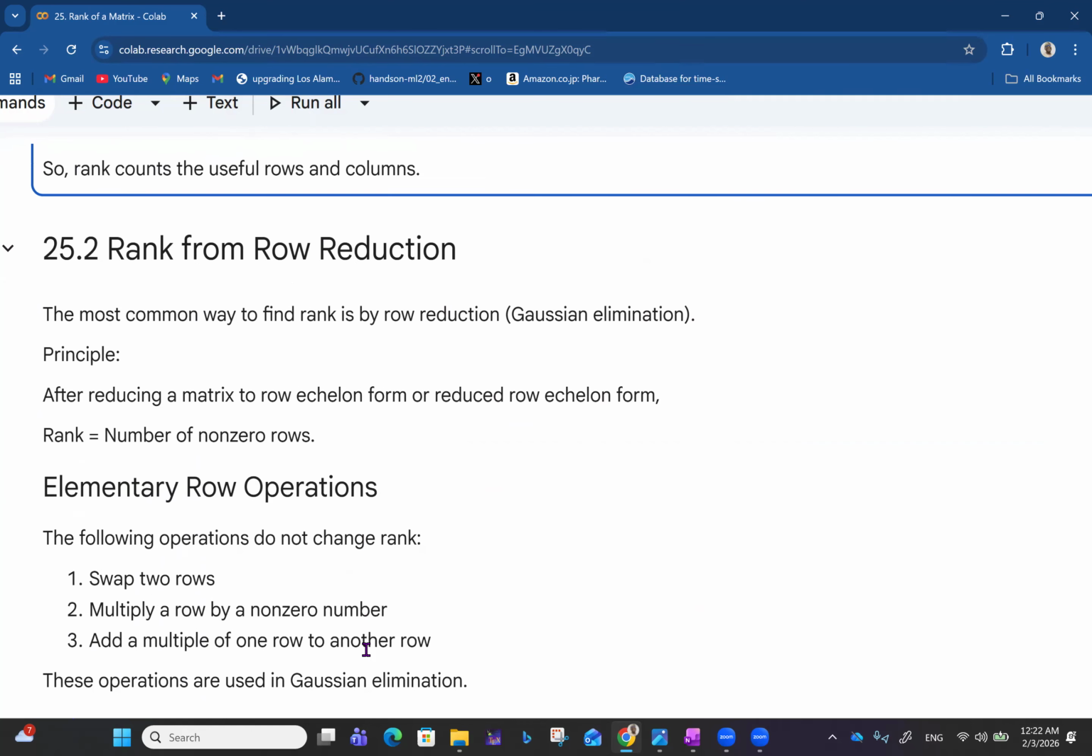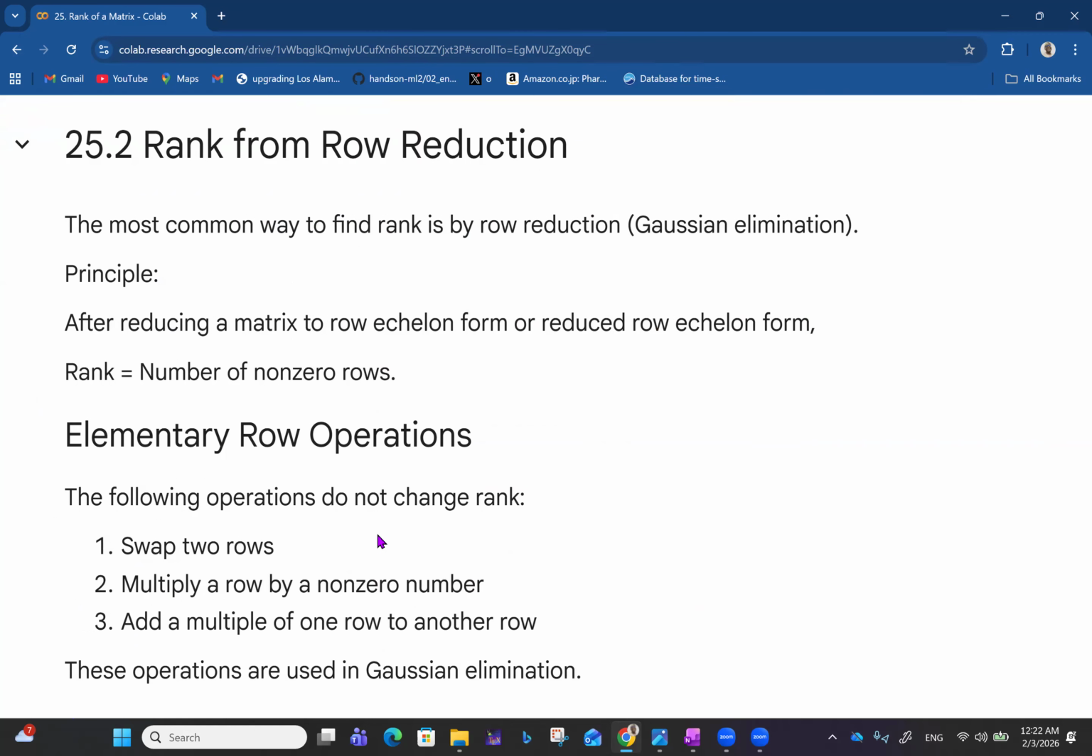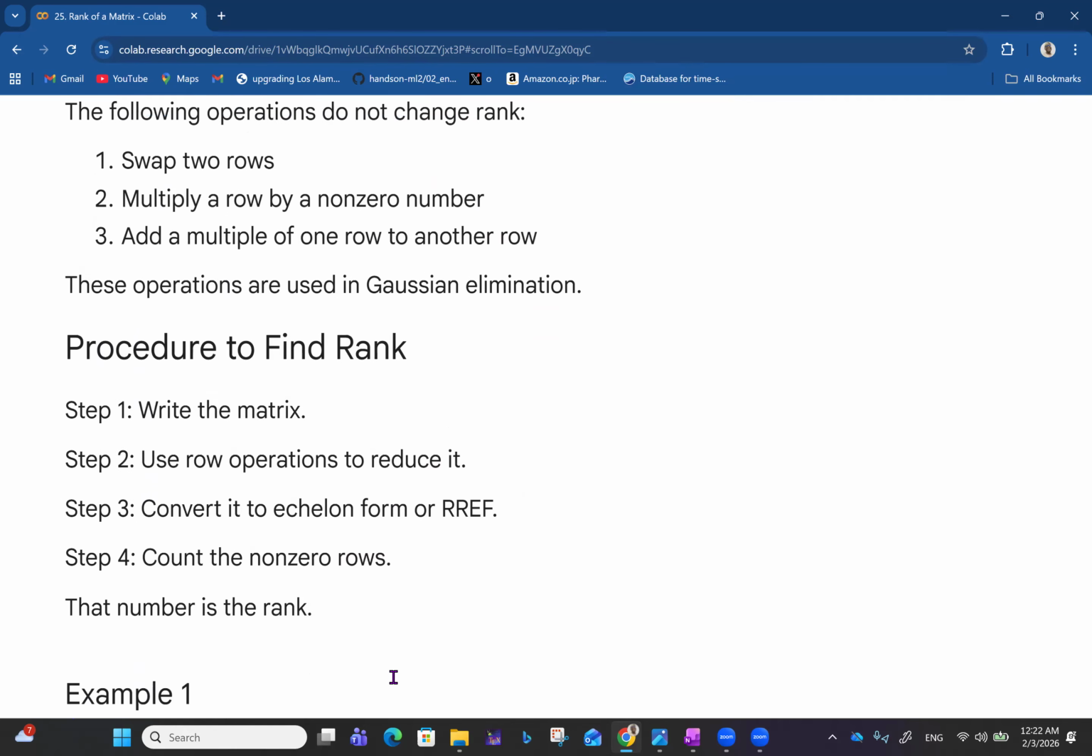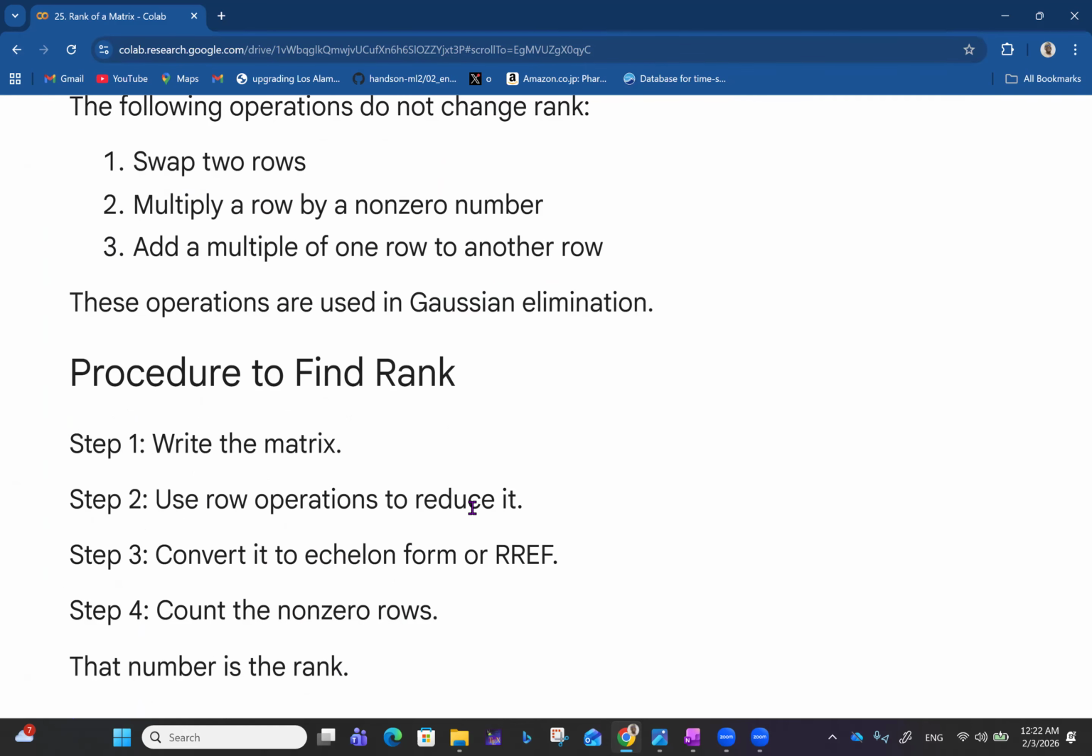So we talk about elementary row operations, which I had mentioned before now. The following operations do not change rank. Swap two rows: if you swap two rows, maybe row one becomes row two, and row two becomes row one, that's fine, it doesn't change the rank. You multiply a row by a non-zero number, it doesn't change the rank. You add a multiple of one row to another row, it doesn't change the rank. These operations are used in Gaussian elimination. And the procedure is you write the matrix, you use row operations to reduce it, you convert it to echelon form or reduced row echelon form, then count the non-zero rows.